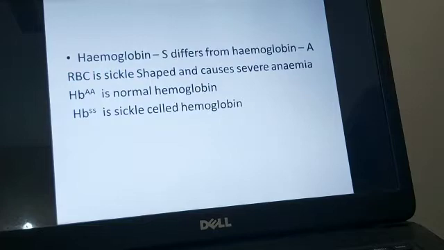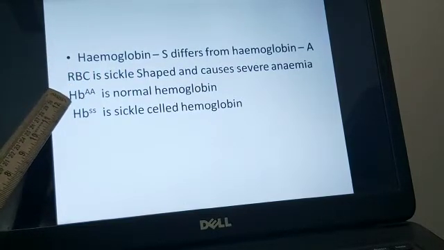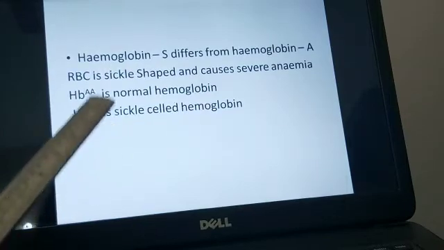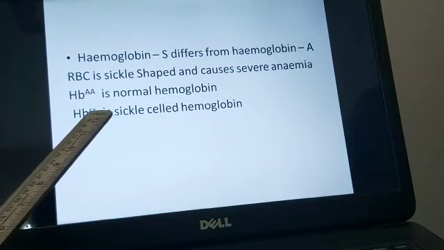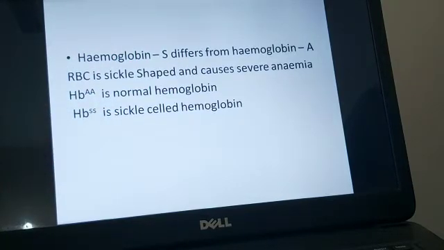In the case of normal hemoglobin, the individuals will be having it like this, and in people suffering from sickle cell hemoglobin, the hemoglobin looks like this. So this is once again the recessive condition, homozygous recessive, and these people develop the disease sickle cell anemia. Carriers won't show any symptoms.